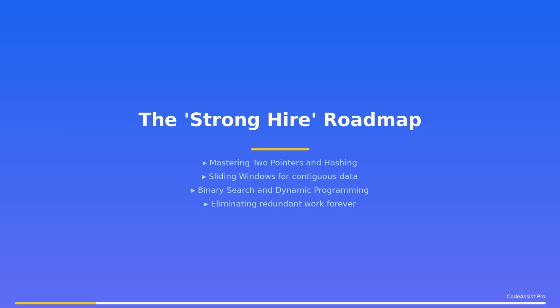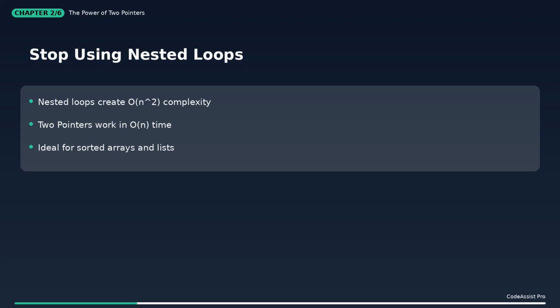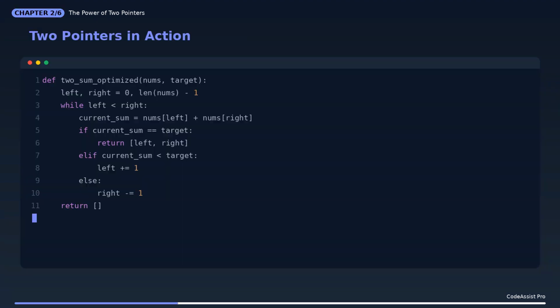Most developers default to nested loops for searching pairs, but that's an O(n)² trap. For an array of 10,000 elements, that's 50 million operations. The two-pointer technique cuts this down to just 10,000. Think about how much faster that is, nearly 5,000 times speed up. Look at this Python implementation. By moving the pointers inward, we decide which elements to ignore without ever checking them.